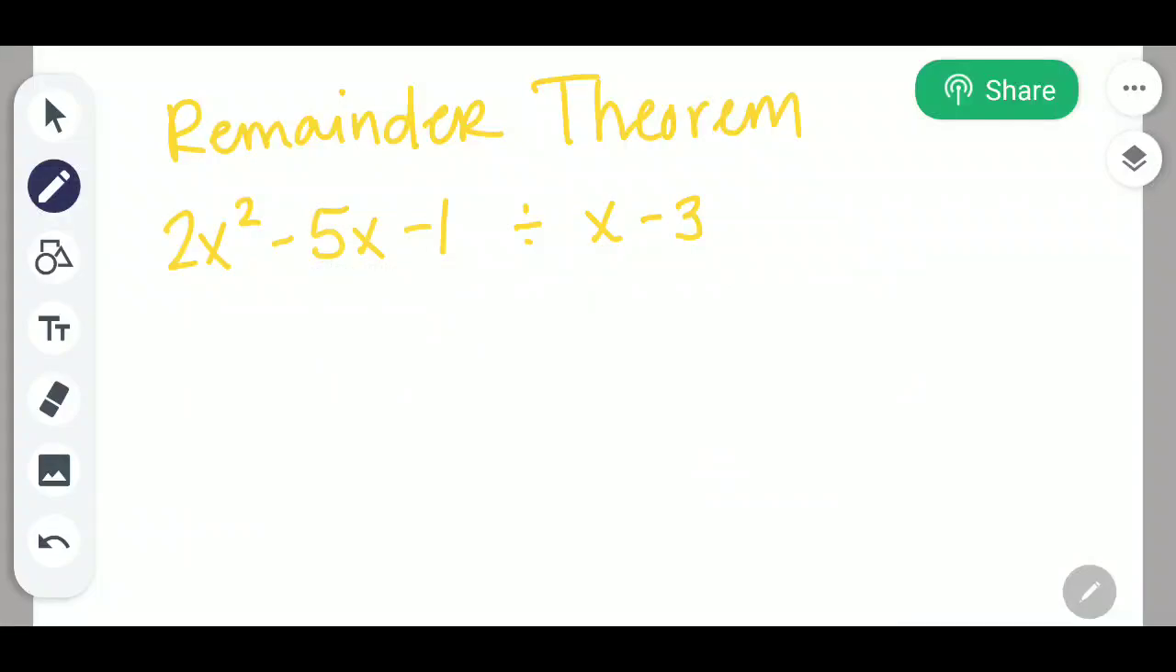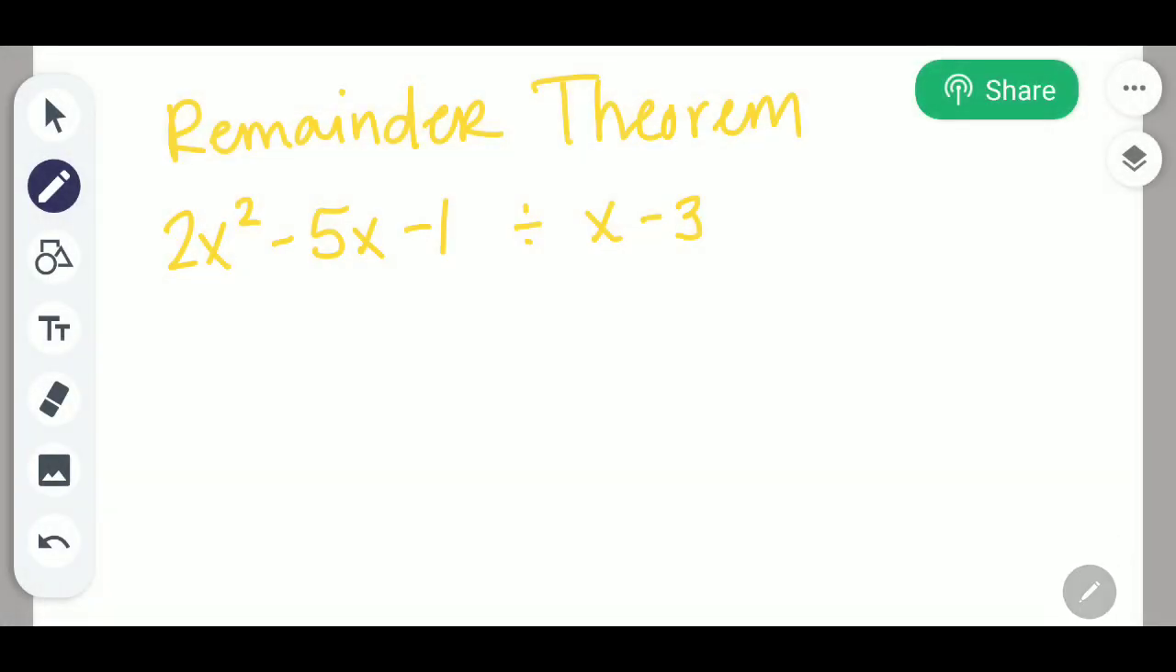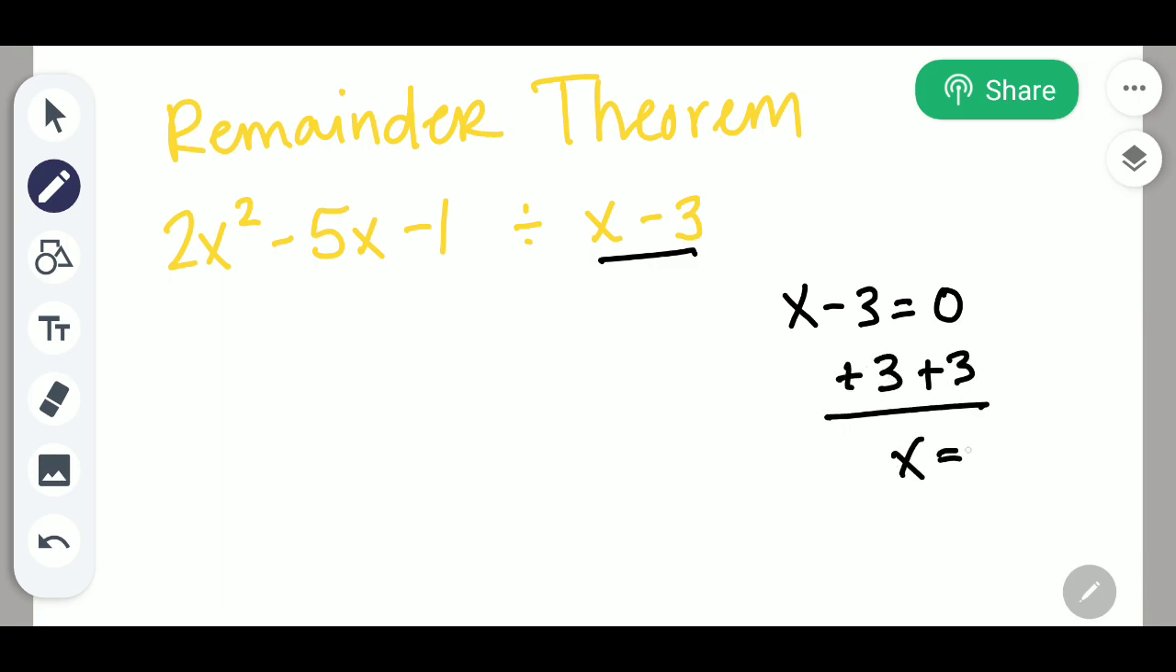So today we're going to talk about the remainder theorem and the factor theorem. The remainder theorem states that if you take your factor and set it equal to 0 and solve to find your solution, so let's do that. So x minus 3 equals 0. That's our factor. Set it equal to 0 and solve. Add 3 to both sides. X equals 3. And plug this into your equation. That'll give you the remainder. So let's look.